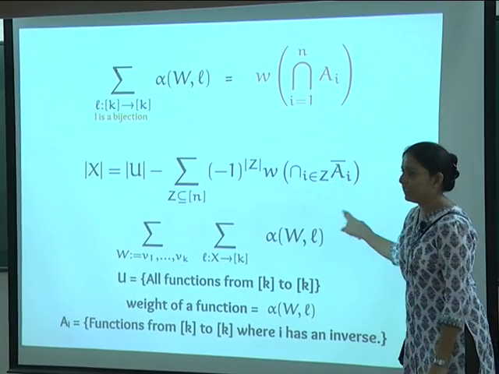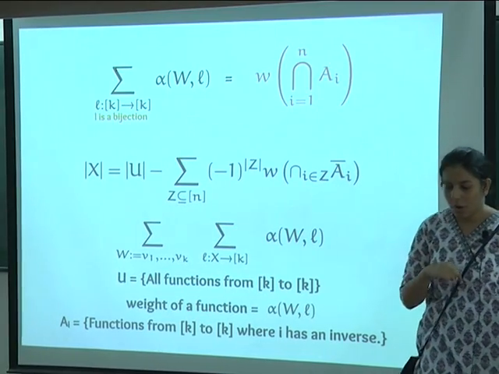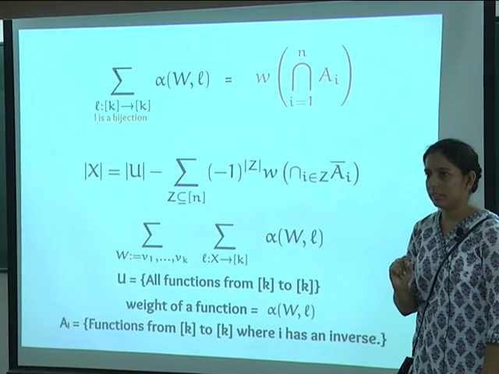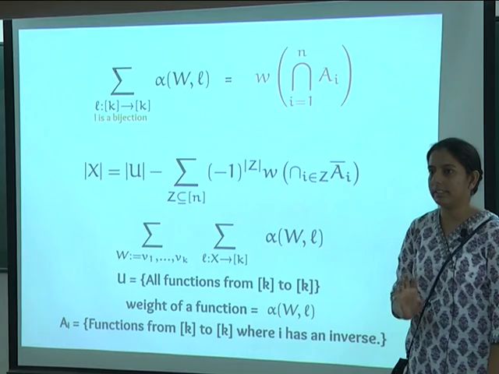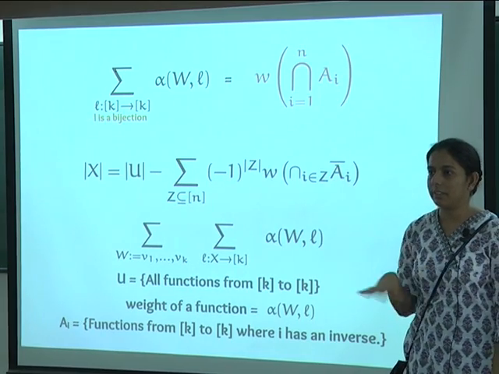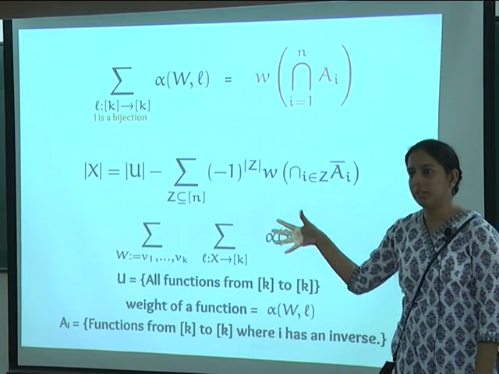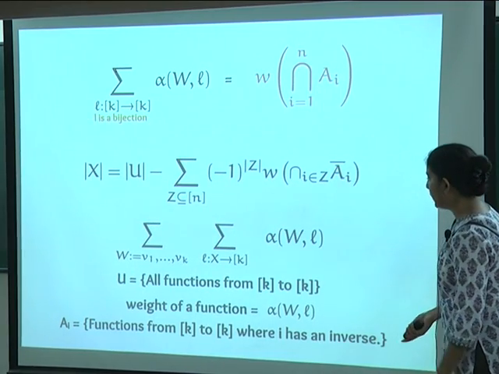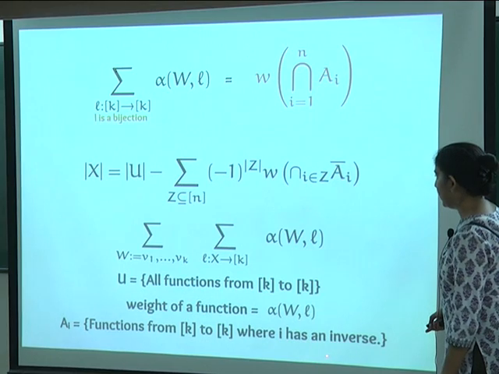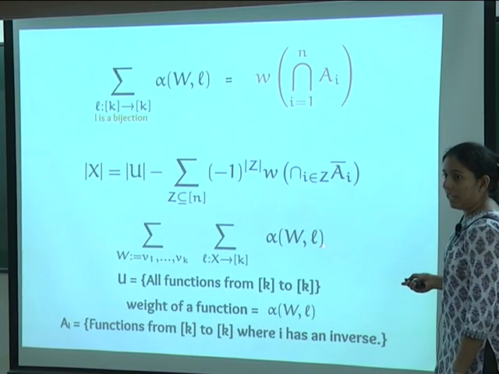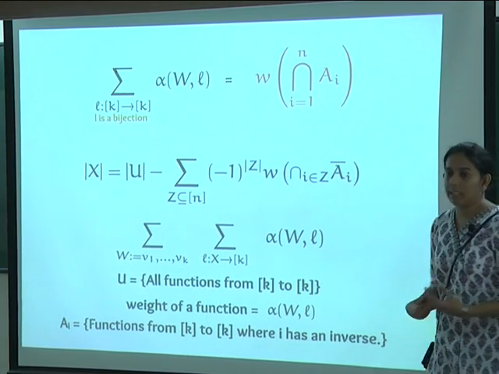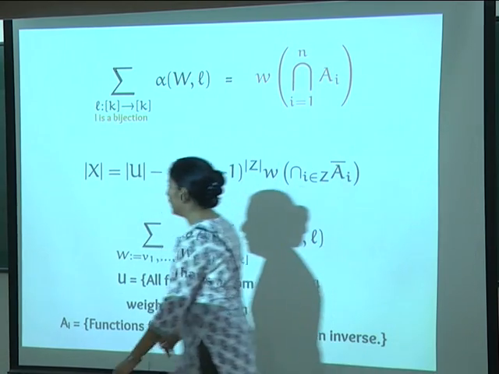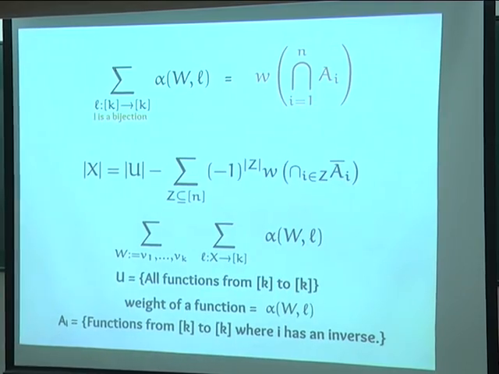When you had this term, what was it? It was all the paths that avoided all the vertices in the subset Z, right? All the walks that avoided everything in the subset Z. So we said throw out Z from the graph and count the walks on the remaining graph. So what's the semantics of A_I complement here? What is A_I? Functions where I has an inverse. A_I complement is the set of functions where I doesn't enjoy this status, meaning these are functions that somehow avoid I, right?